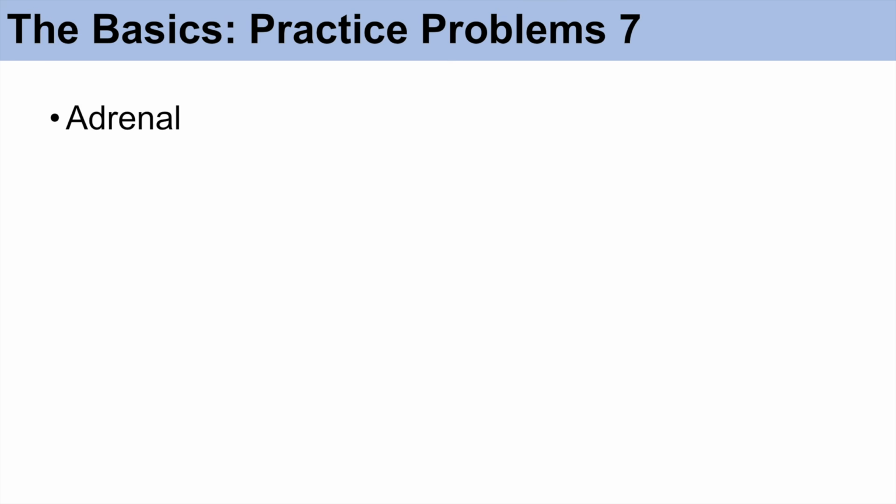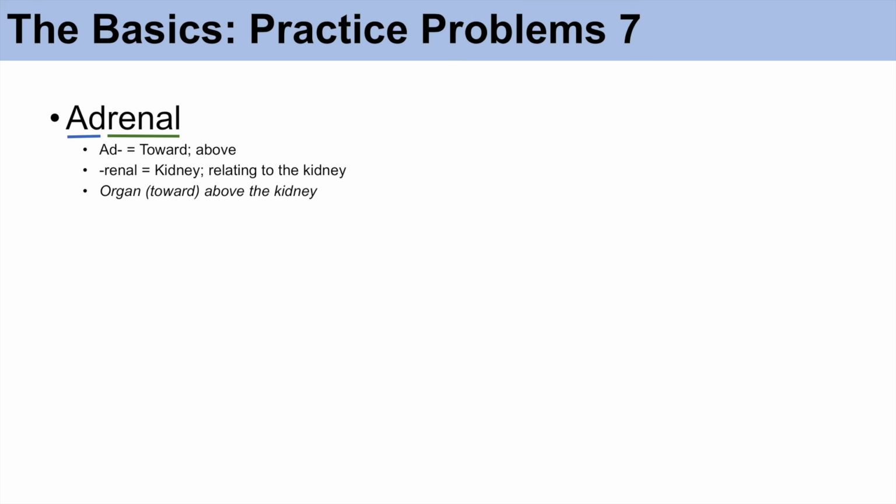The next one is adrenal. So you might be thinking, okay, I've heard of the adrenal gland. Okay, but what does adrenal actually mean? Well, if we break it down, so we've learned that ad usually means toward or above. So ad means toward or above, and renal, we've learned that renal means the kidney or relating to the kidney. And in fact, the adrenal gland is just an organ that is toward or above the kidney. So that's why the adrenal glands are actually called adrenal glands, because they are toward or above the kidney.